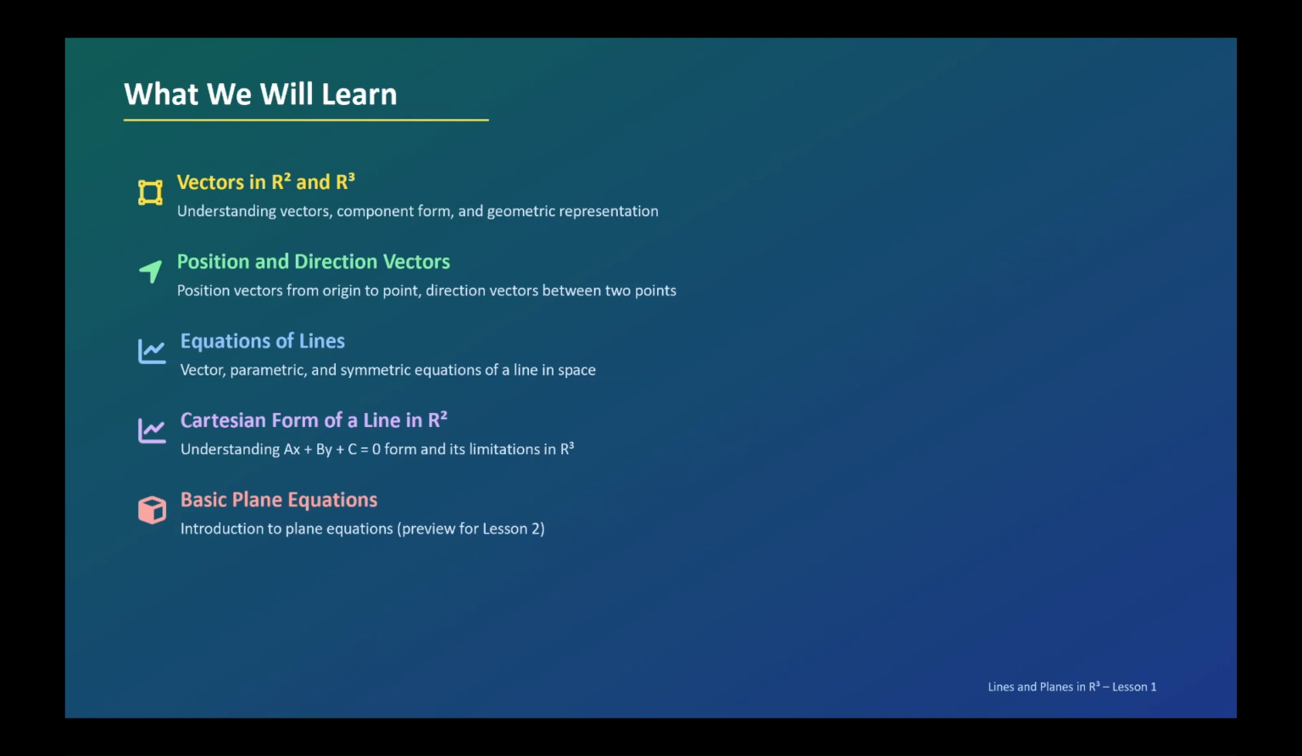So in this lesson, we are going to cover a lot of the basic knowledge. First, we will talk about what vectors actually are in two-dimensional and three-dimensional space. Then we will look at position vectors and how to find direction vectors between two points. After that, we will explore three common forms of line equations, which means the vector form, the parametric form, and the symmetric form. And finally, we will take a quick look at the basic ideas of a plane, so we are ready for the next lesson.